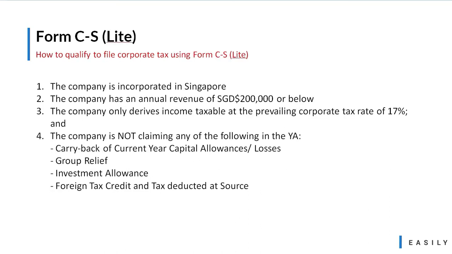Okay, so for year of assessment 2020, there's this new thing called Form CS Lite. The only difference between Form CS Lite and Form CS is this thing here. The company has annual revenue of Singapore dollars 200,000 or below. So if your annual revenue is 5 million and below, you file Form CS. But if the company's revenue is 200,000 or below, you can file Form CS Lite, which is even easier.